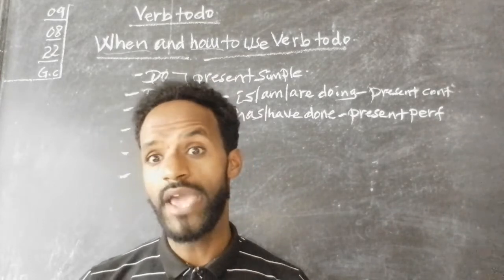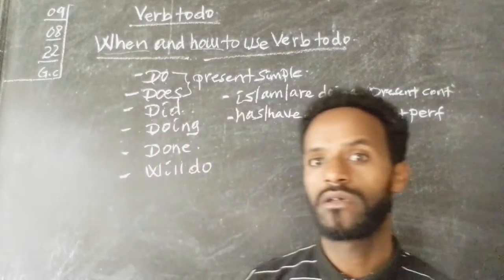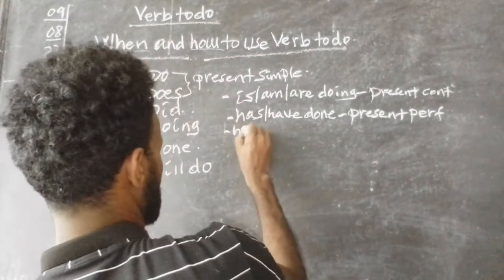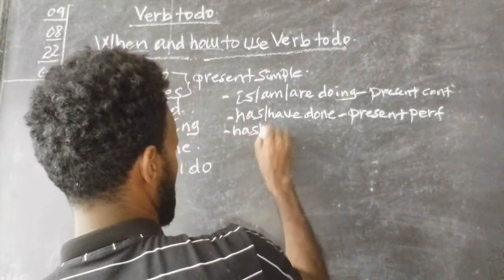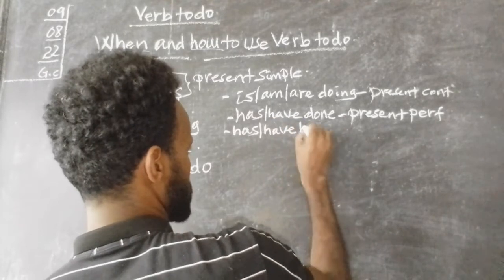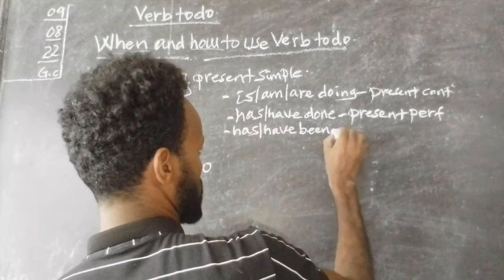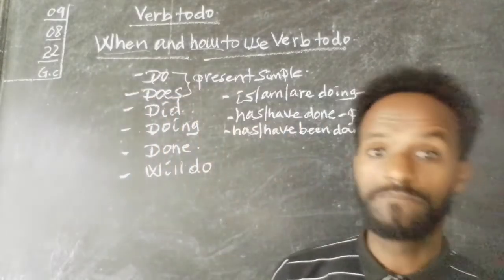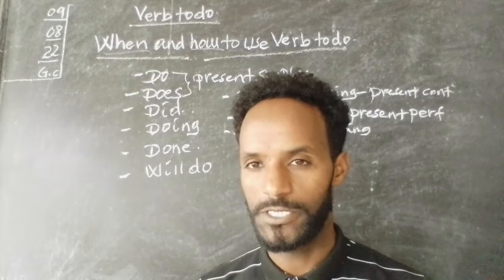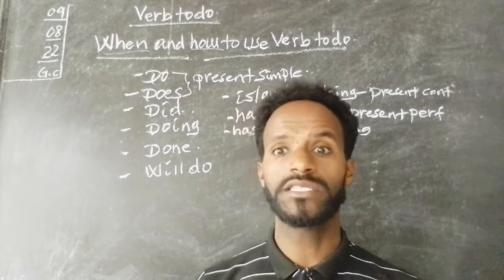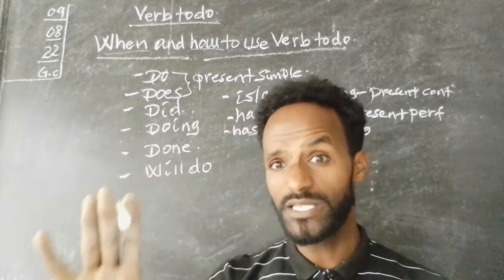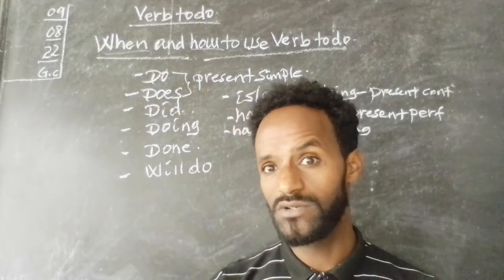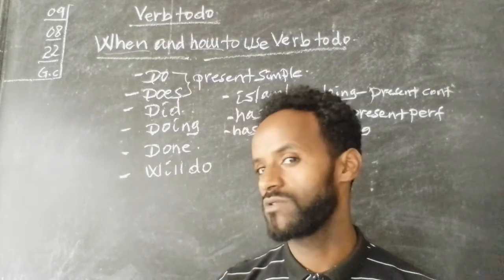Again, to form the present perfect continuous of the verb to do, we say the auxiliary verb has or have plus been plus the verb in infinitive form, which is called doing. So has or have been doing is called the present perfect continuous of the verb to do. And the next one is the past tense. The past aspect tenses in the English language are the simple past, the past continuous, the past perfect, and the past perfect continuous.